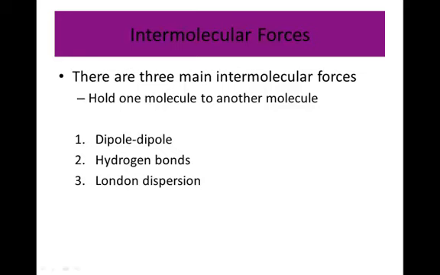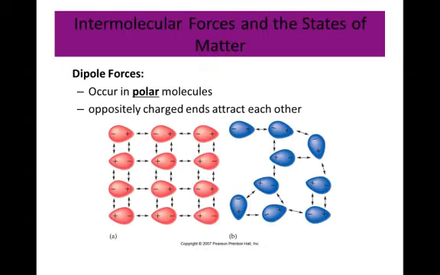Those three main intermolecular forces are dipole-dipole, hydrogen bonding, and lastly, London dispersion forces. In dipole-dipole, these only happen in polar molecules. So if you want to know if something has dipole-dipole forces, it has to be a polar molecule. Now, we talked about polar molecules a couple chapters ago when we drew the Lewis dot structures, and then we had to look at the shape to figure out if they were polar or nonpolar.